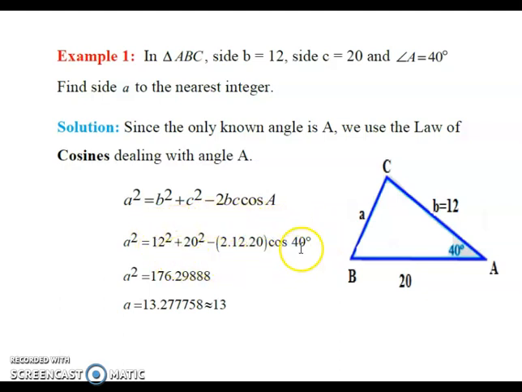If you simplify this, we will get the value of a square is 176.29888. But we need side a only. a is equal to 13.277758. But in the problem, we have to find the side a to the nearest integer. The nearest integer to this value is 13. This is our required side. a is equal to 13 units.